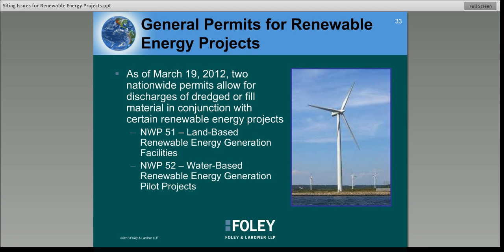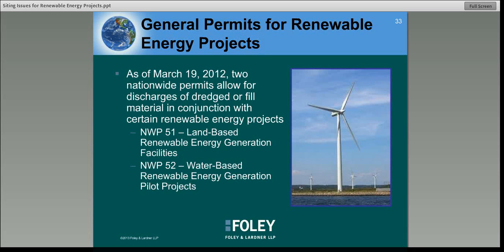Nationwide Permit 51 covers the installation of renewable energy structures and related features: roads, parking lots, utility lines. Nationwide Permit 52 covers only pilot projects, water-based wind or hydrokinetic projects, and has a limitation of 10 generation units. And a pilot project is defined as one where the units are going to be monitored to collect information on their performance and environmental effects.